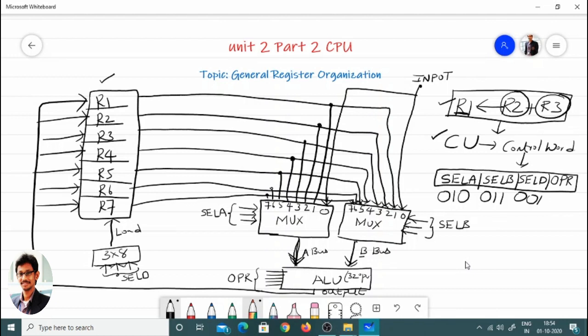Now what is the operation? What is the operation here? Sum operation. So how many bits is the operation denoted by? See here, OPR is 5 bits. So for addition it is 0, 0, 0, 1, 0. Now this is a 5-bit code for the addition operation, right? So this is the control word for this particular operation.